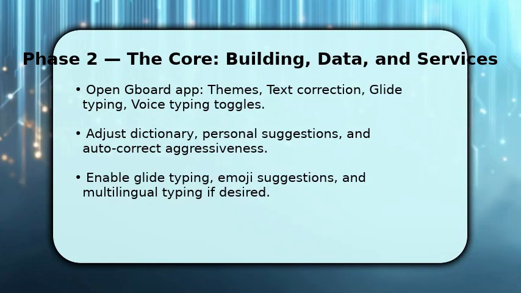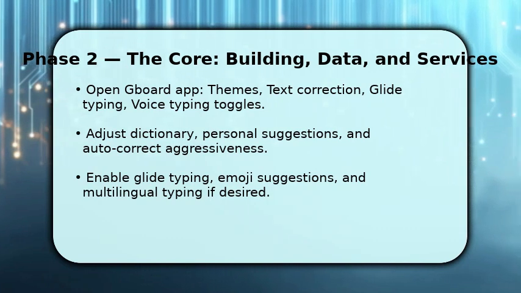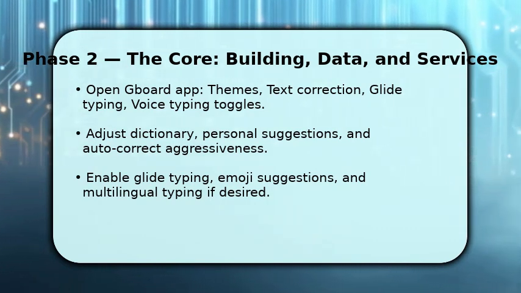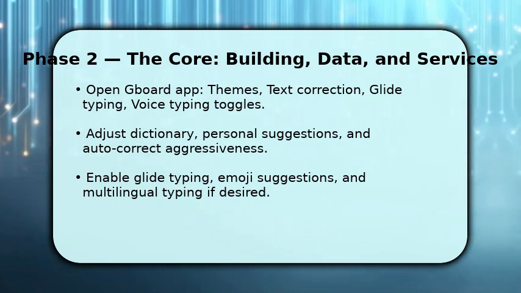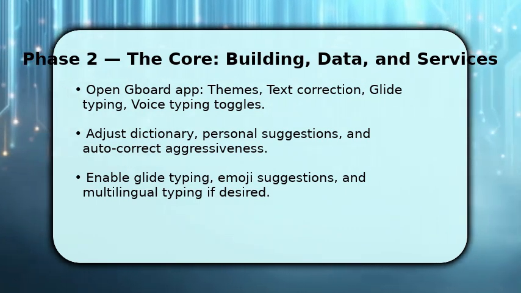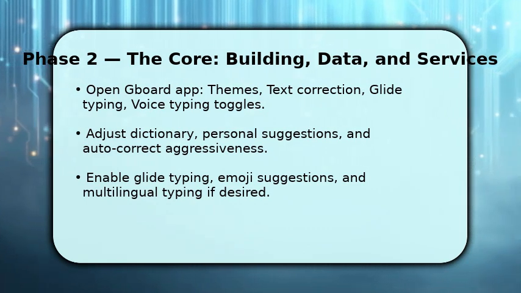Now customize Gboard so it matches how you type. Open the Gboard app from your launcher or settings, choose themes to set colors and key borders, then go to text correction to tweak autocorrect, suggestions, and personal dictionary.